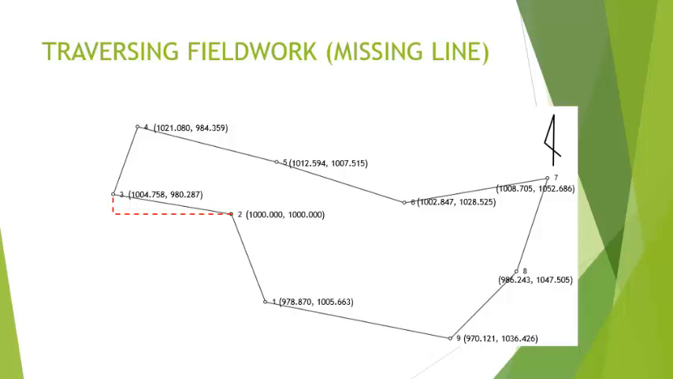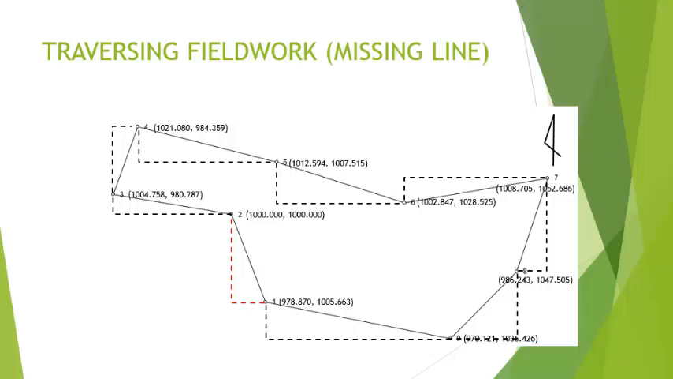The process continues from station 3 to station 4, where the movement of latitude is in the upward direction, while the movement of departure is in the right direction. In other words, both the latitude and departure are increasing in value. The process continues until the calculation has reached back to station number 2, clockwise.